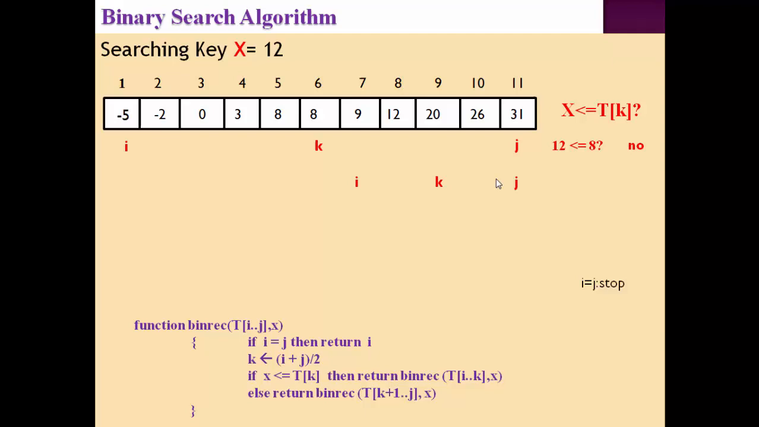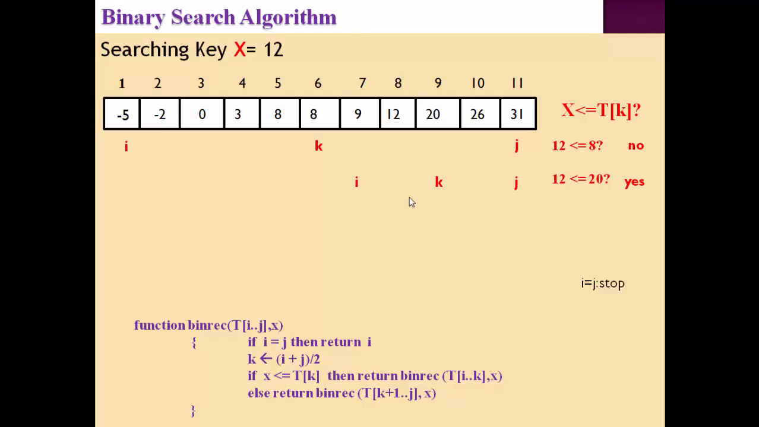Now again we have to compare our searching element 12 with this 20. Is the searching element less than or equal to 20? 12 is less than or equal to 20. If yes, then it will be in the left part, otherwise in the right part. So this condition is true. It means that our element will be available in our left part. So now we will not search in our right part.